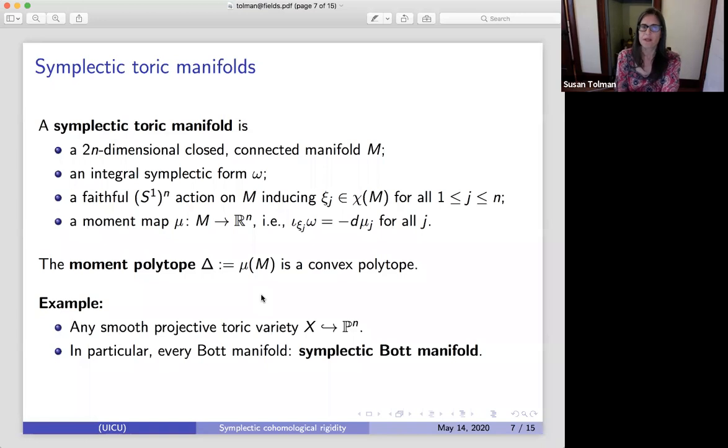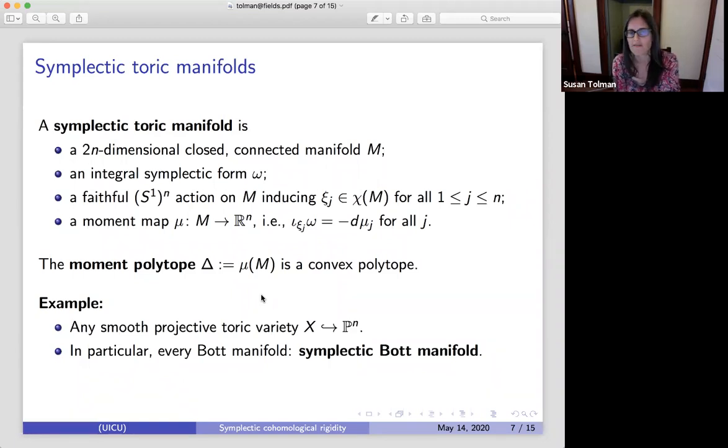Okay. So what family are we going to look at? Instead of looking at toric varieties, we're going to look at symplectic toric manifolds, which are more or less the same thing, but from a symplectic point of view. So I want to set up my definitions. By a symplectic toric manifold, I mean a 2n-dimensional closed connected manifold M. Again, I'm insisting on closed. And I want an integral symplectic form, so I just mean I want the cohomology class of omega to be an integral class. Again, that's not always assumed, but I want to assume that.